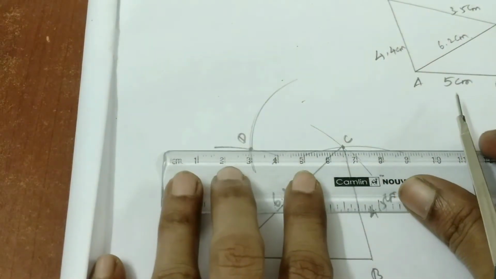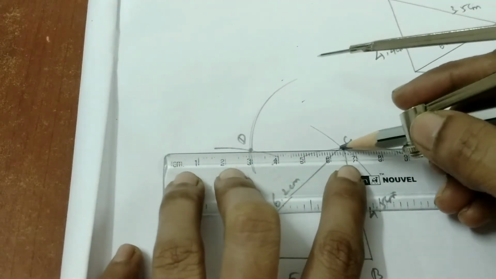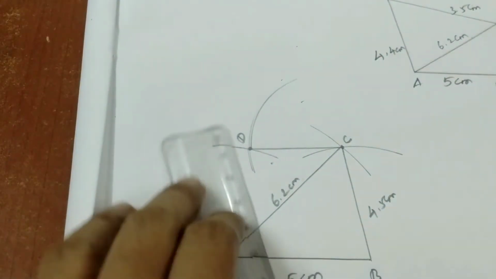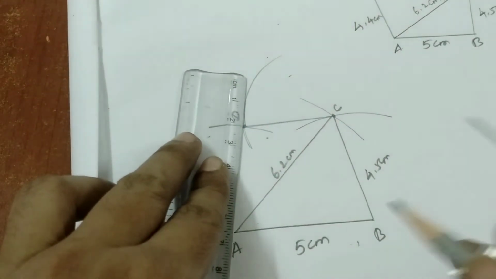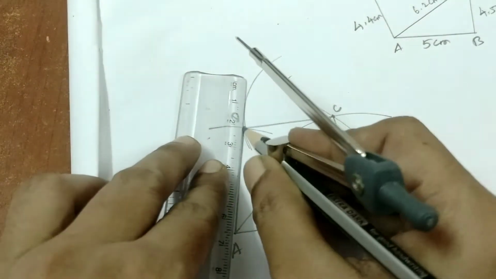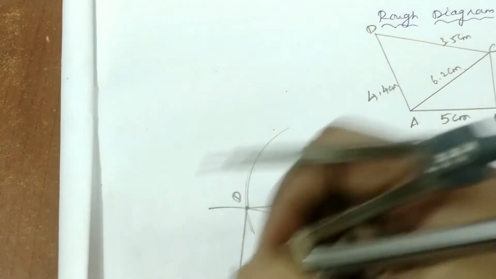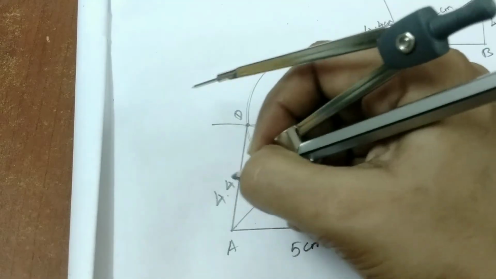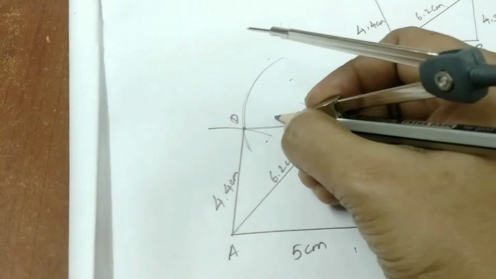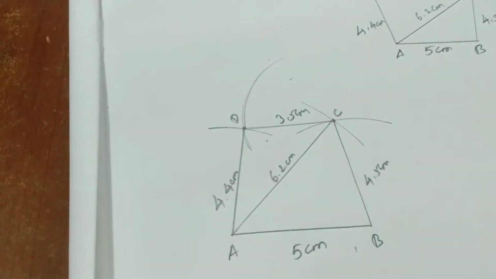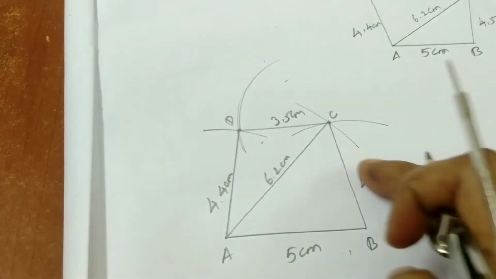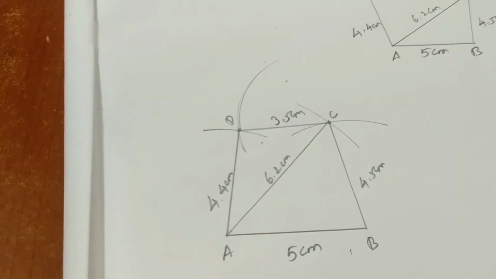Join D and C, and then join A and D. This is our required quadrilateral. So this length is 4.4 centimeter. This length is 3.5 centimeter. This is our required quadrilateral.